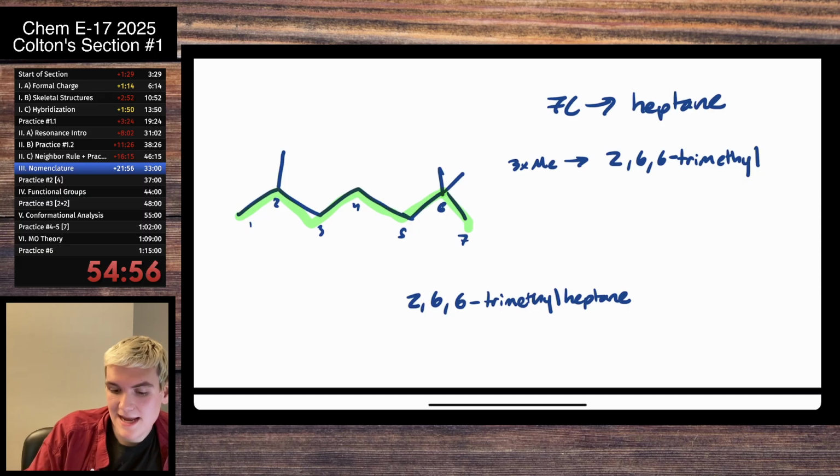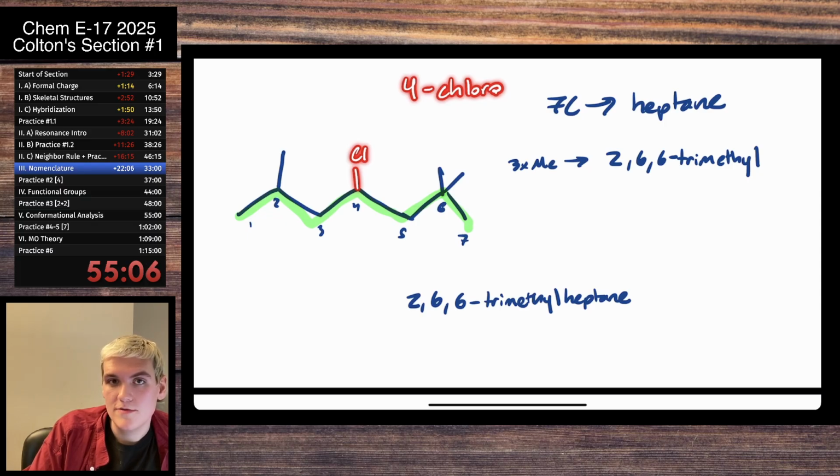And let's say we had another substituent. Let's say we had a chlorine on 4. So that would be 4-chloro. The thing that we have to think about if we have another substituent is ABC order. What goes first? Well, for ABC order, this C in chloro would count.